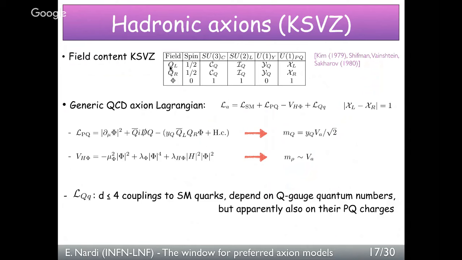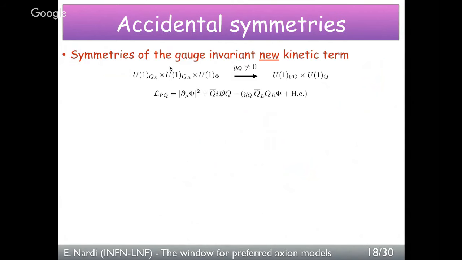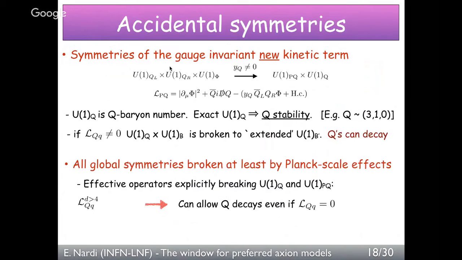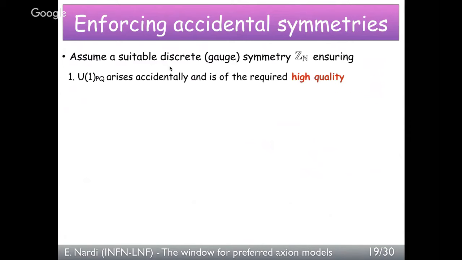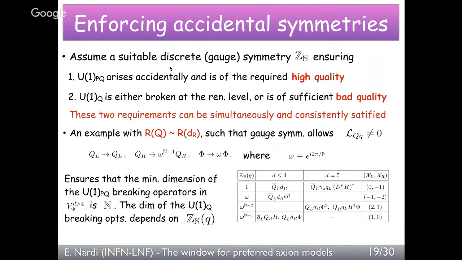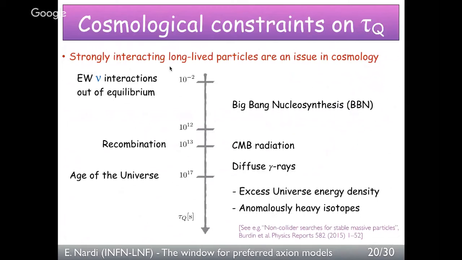There is a limited number. When you also impose the condition that there will be no Landau poles in the gauge couplings below the Planck scale, you are left with 15 possibilities. Here also I have to go fast because I think I have half an hour, which is almost gone. But the result is, okay, here I describe a bit more.